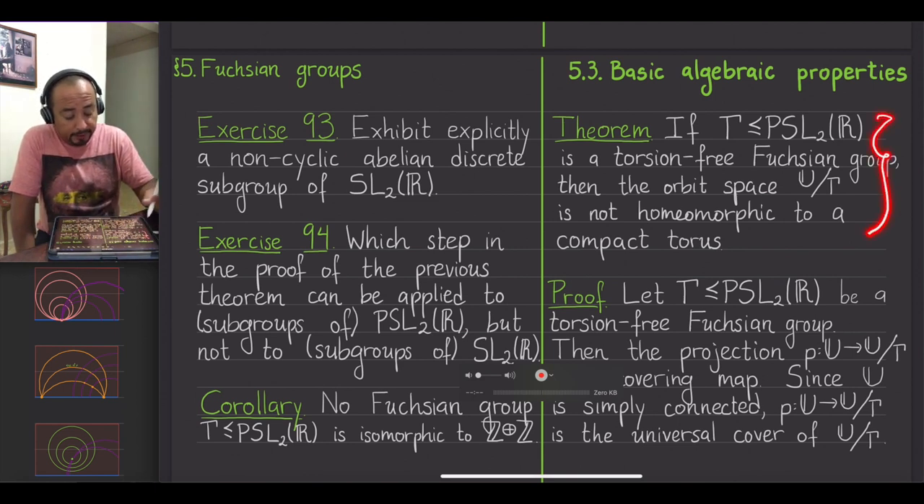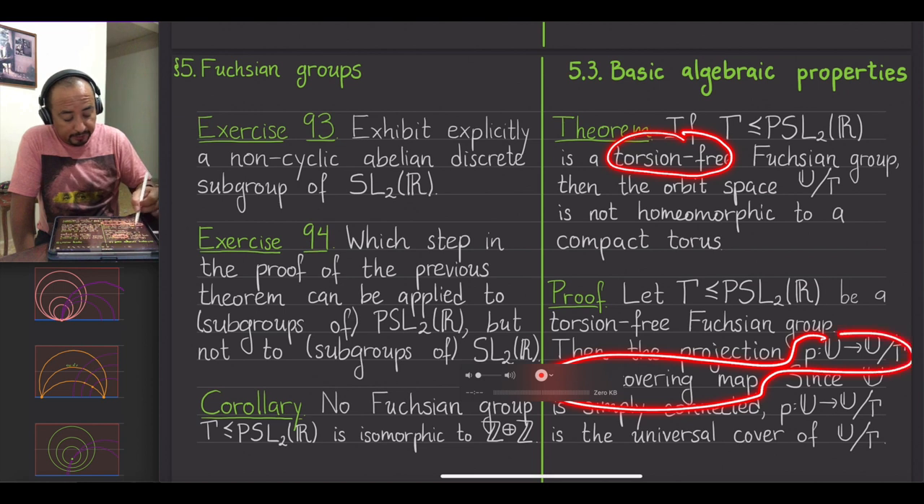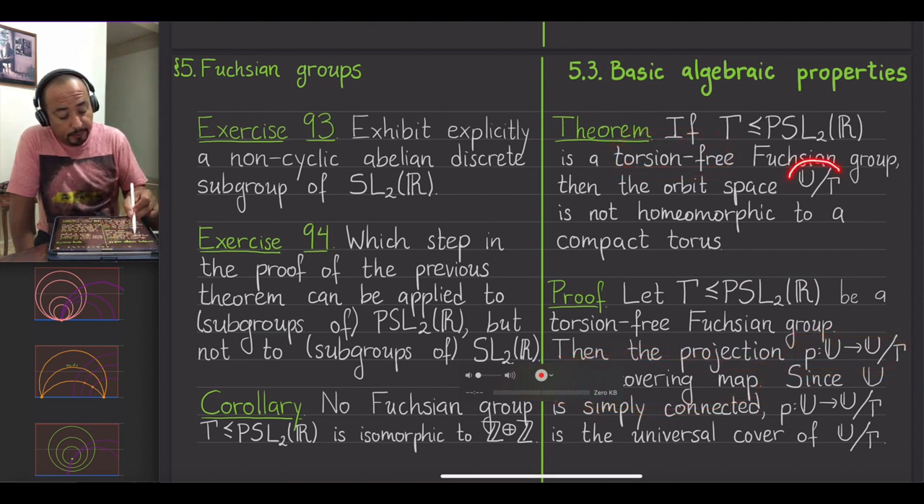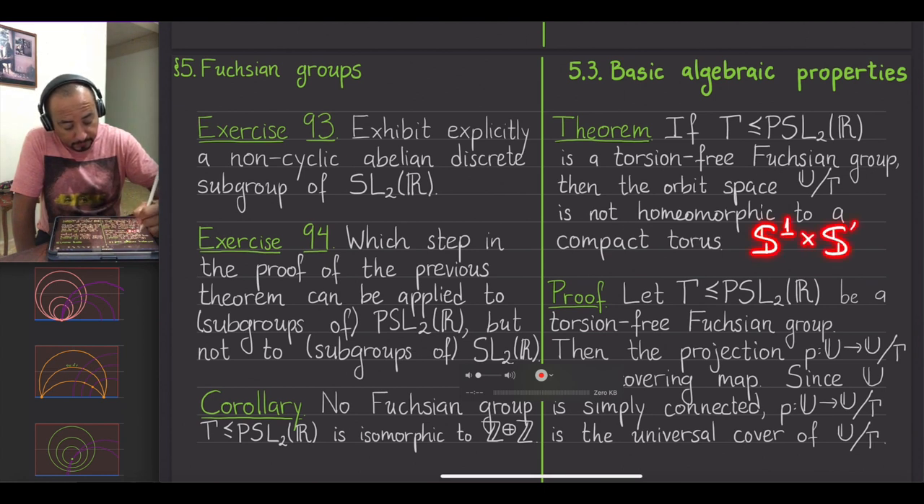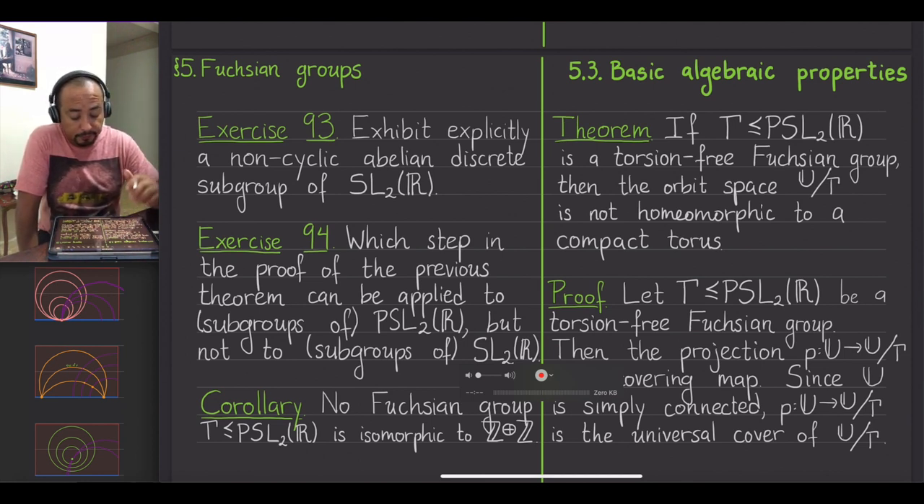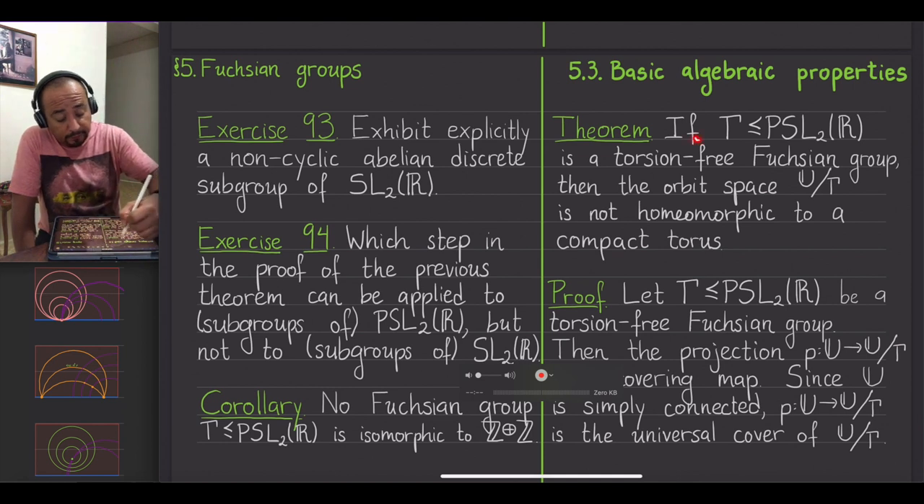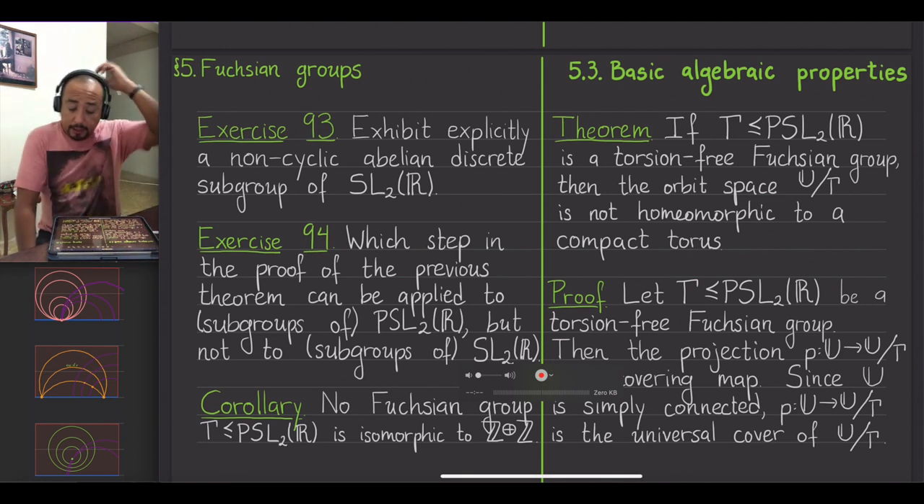Now what the theorem says is that in that case, which I already said what it actually implies, this space of orbits cannot be homeomorphic to a compact torus. The compact torus is a topological space, as you all know, equal to this. Just a topological space, even a differentiable manifold, if you like. So if you give me a torsion-free discrete subgroup of PSL2R, then the orbit space cannot be a compact torus.